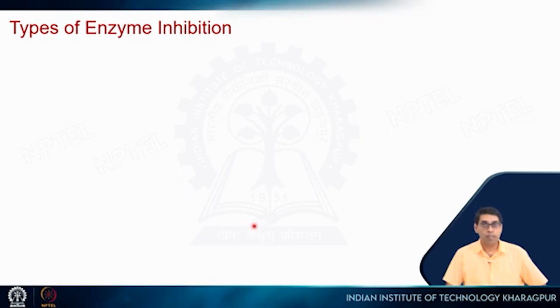Now, what are the types of inhibition? There are two types of inhibition. The first one is called reversible inhibition, which means that the inhibitor is not binding the enzyme with a covalent bond. The interaction is reversible, so we can increase the substrate concentration and maybe we can remove the inhibition. But again, this is not always true.